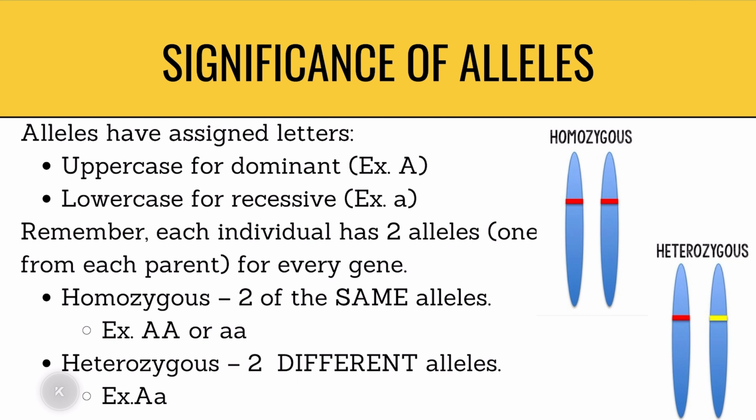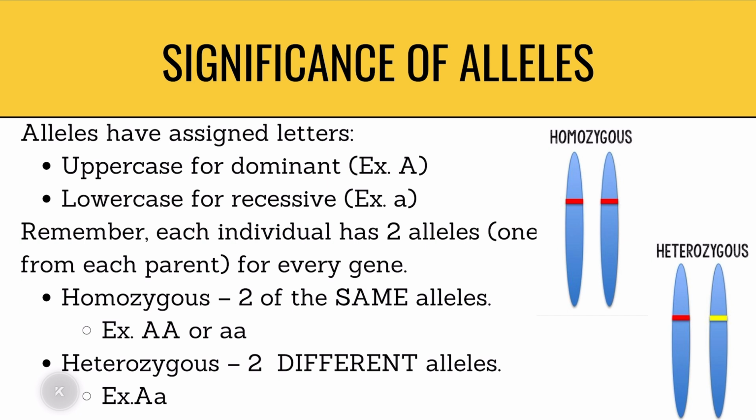So when we're talking about alleles, we're going to be moving forward with genetics, talking about those alleles. And we are going to assign letters to those alleles. So if the allele is dominant, we are going to use an uppercase letter to represent that. If it is recessive, we are going to use a lowercase letter to represent that. And remember that each individual has two alleles. One comes from each parent for each gene.